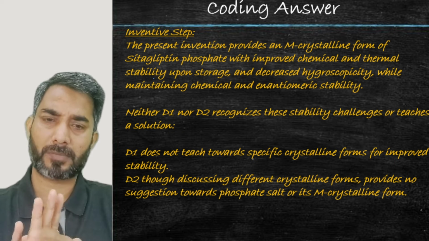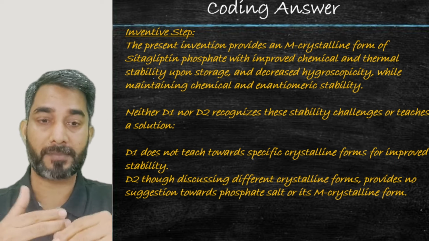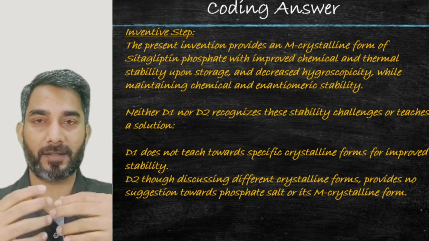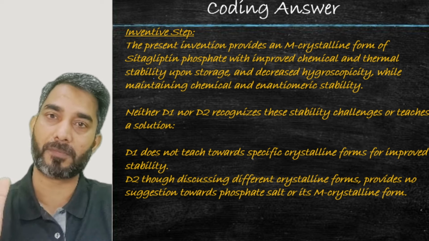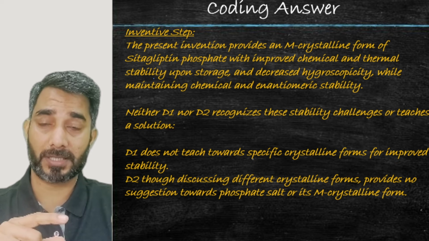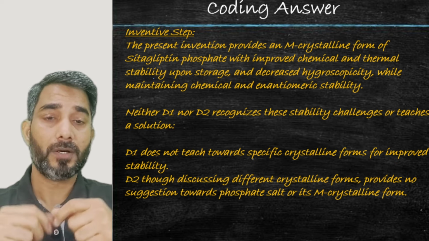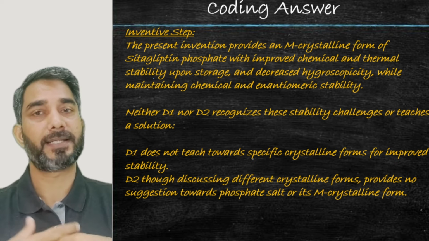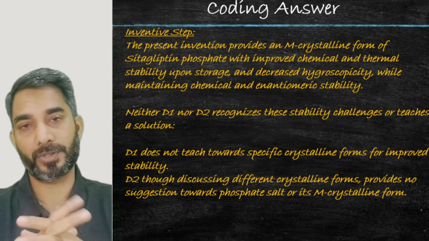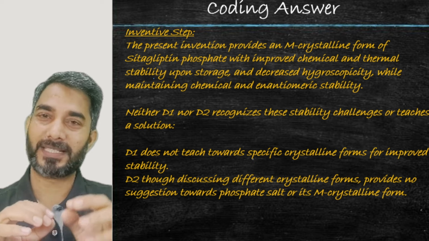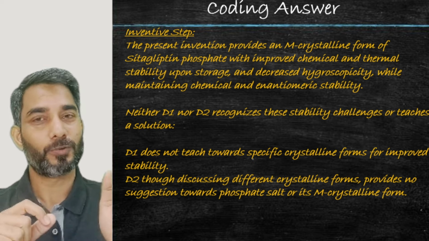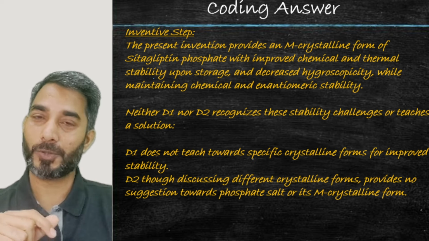D2, even though talks about different crystalline forms which may cover M crystalline form also, but then there are no suggestions as such, right? They are so broad, different crystalline form, but they have not specifically talked about M crystalline form, which is stable, which has these diabetic activity as well. So in that case, we are technically advanced than them, right? So we have inventive step, we have novelty as well in comparison to D1 and D2. So I hope that these three examples have given you some clarity in terms of how do you actually approach this, what do you need to do, and how do you need to do it.